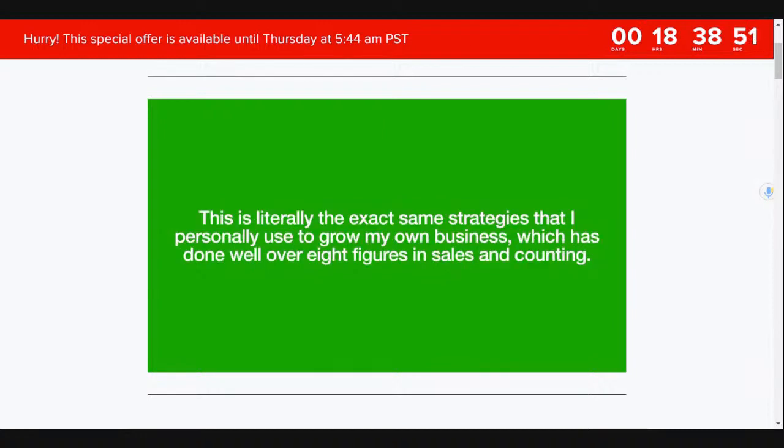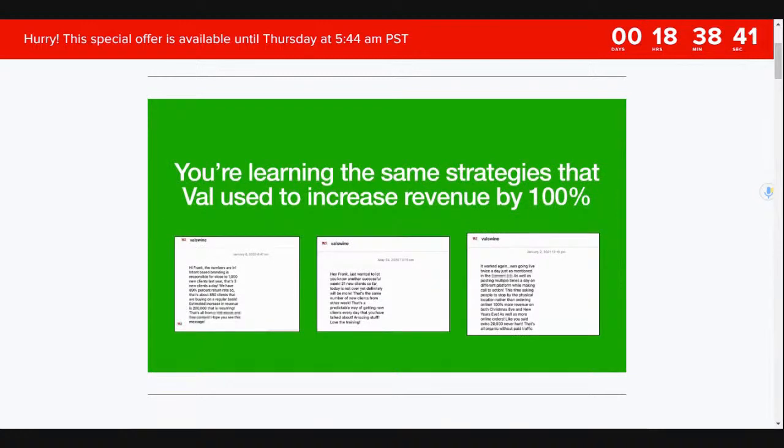And look, this is literally the exact strategies I was personally using and have been using since '99 to grow my own business. It's done well over 8 figures in sales and counting. You're going to use the same strategies that Val used to increase revenue by 100%.